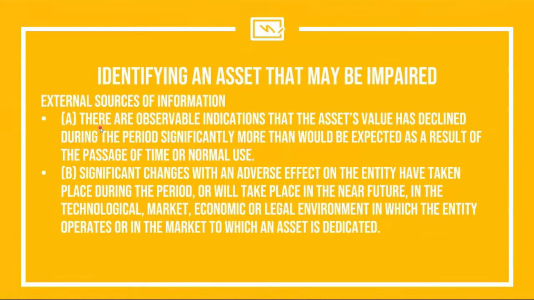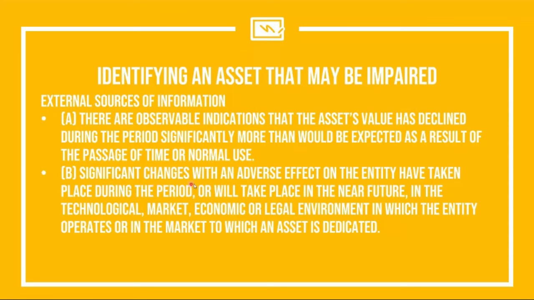First, for external sources, there are observable indications that the asset's value has declined during the period significantly more than would be expected as a result of the passage of time or normal use. So these are external sources of information. Basically, you can determine if an item has retained its value or has declined significantly as compared to the previous years. Of course, this will be based on the eyes of experts, because these are external sources.